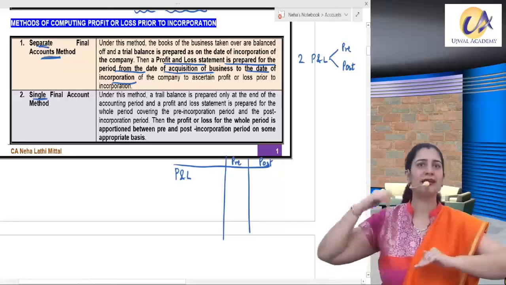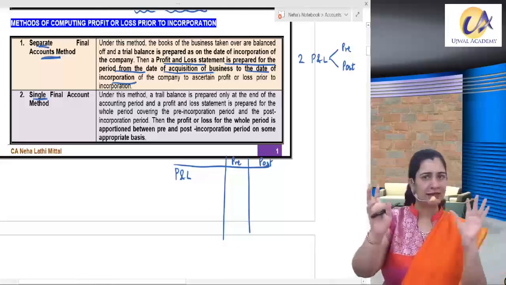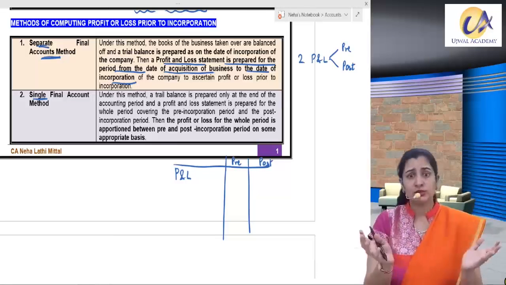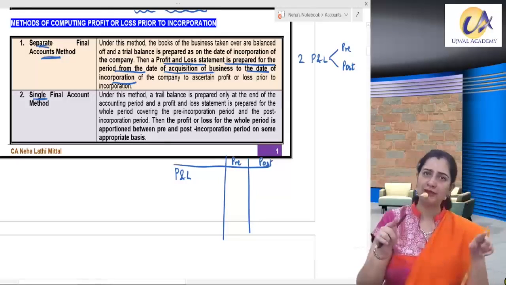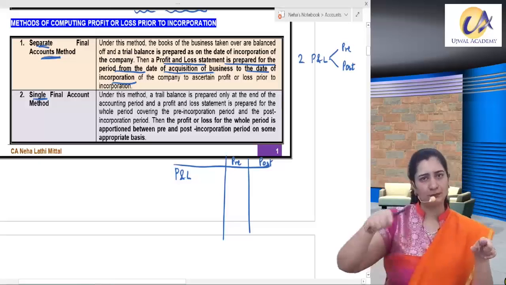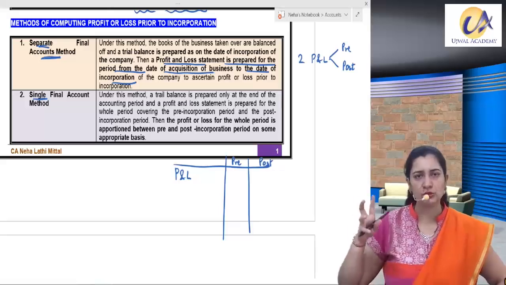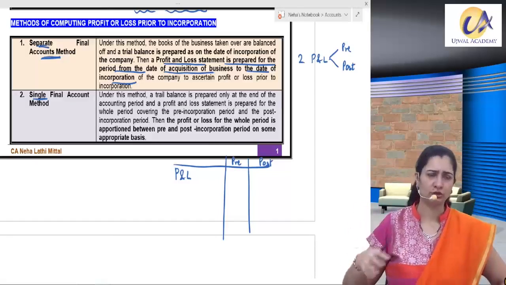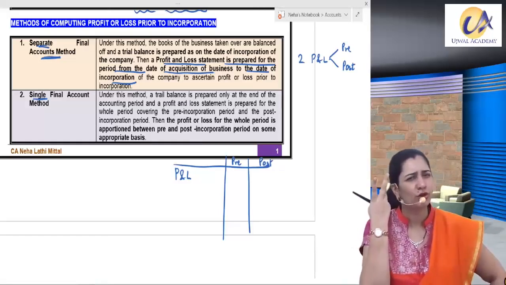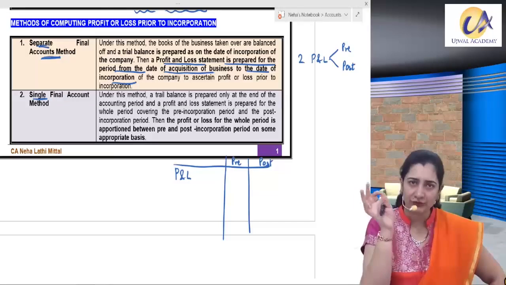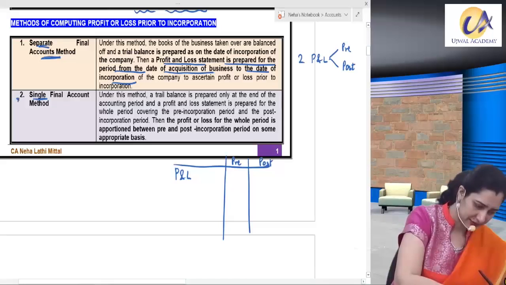So either you make 2 PNL, दो अलग अलग PNL बना लो, एक 3 महीने का, एक 9 महीने का, और अदरवाइज तुम उसको कॉलमनर बनाओ पूरे 12 months का, बट यू टेक प्री एंड पोस्ट कॉलमनर सेपरेट. सो दिस इज व्हाट सिंगल फाइनल अकाउंट मेथड. तो विच वन वी यूज? व्हाट डू यू थिंक लॉजिकली? 2 PNL, who is going to make? So we use this method.